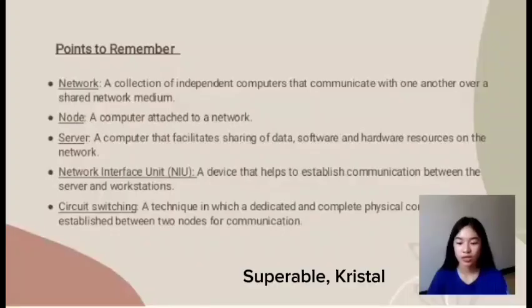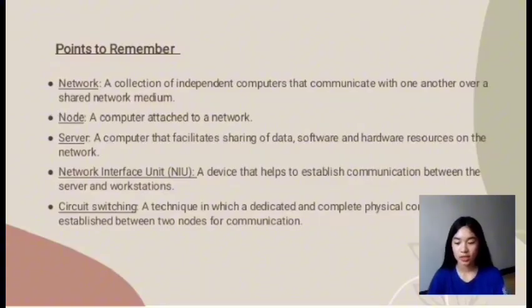Thank you. I am going to examine the network, a collection of independent computers that communicate with one another over a shared network or medium. Next is the node, a computer attached to a network. Then next is a server, a computer that facilitates sharing of data, software, and hardware resources on the network. Network Interface Unit or NIU is a device that helps to establish communication between the server and the workstation.